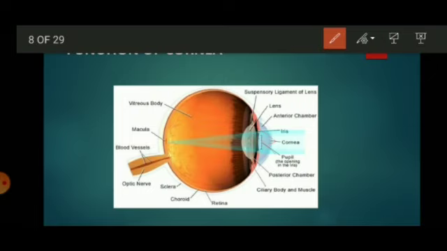In addition, the cornea acts like a window. It focuses the entry of light rays towards the retina. That's how the optical power of the cornea is highest among all the ocular structures, plus 43 diopters.